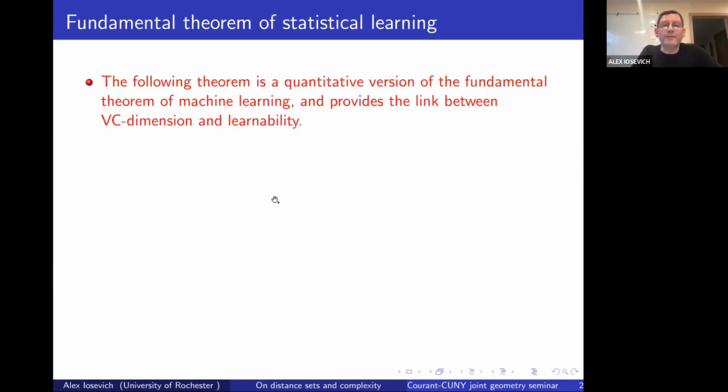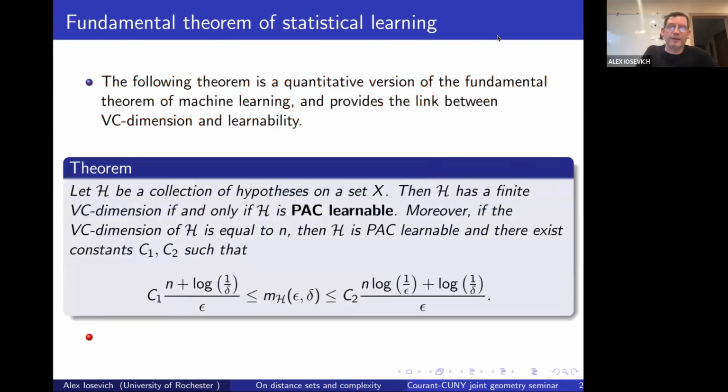Okay, so the following is a quantitative version of the fundamental theorem of machine learning, and it provides a link between VC dimension and learnability. This is a slight refinement of the result that was proved by Vapnik and Chervonenkis in 1970. I got a hold of the original paper, but it's not easy for me to read because I never learned Russian mathematical terminology.